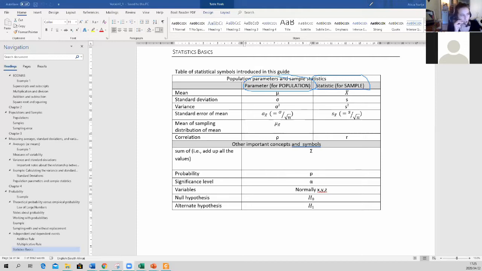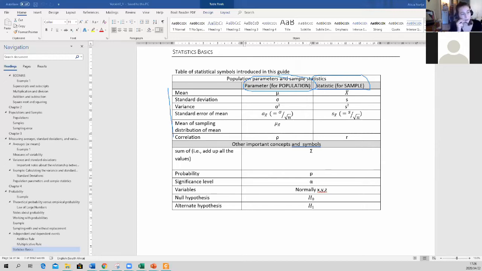So what you should see on this table is that in the left column over here, I've got all the different names. So you've got mean, standard deviation, variance, standard error of the mean or the sampling distribution of the mean, and then a correlation. Now these are all statistics that we would have learned about in this course. These are the ones that have different values for populations and samples.